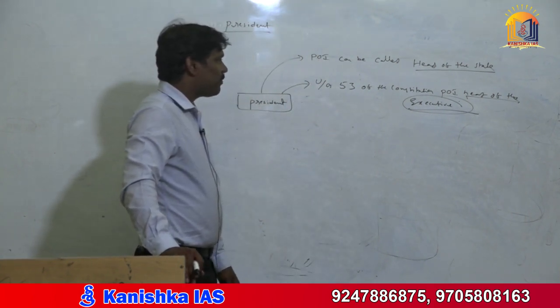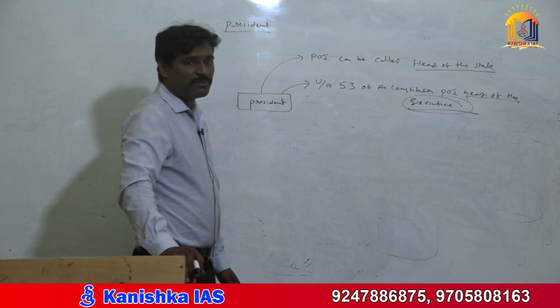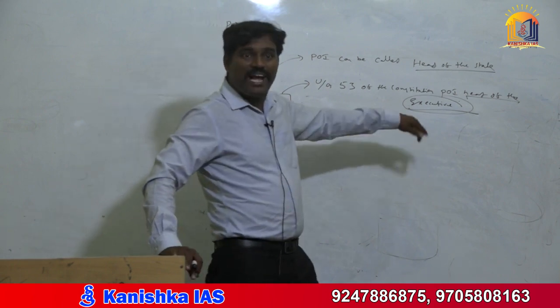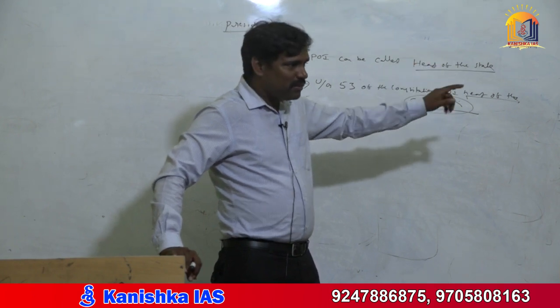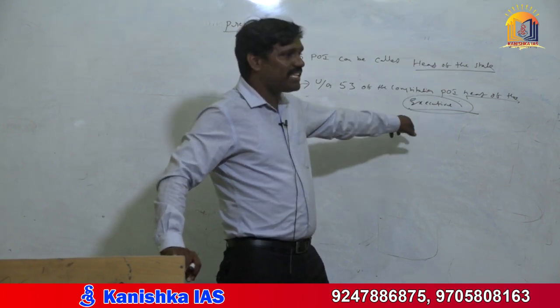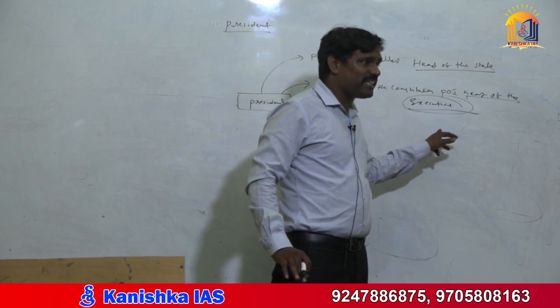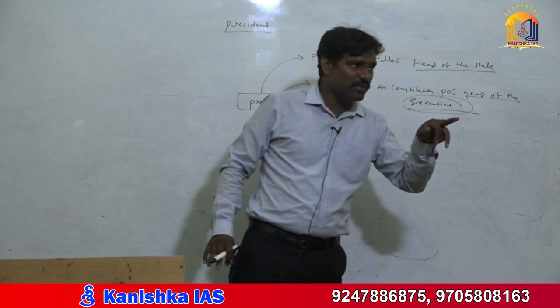So the Council of Ministers being individually responsible means he has some executive headship. Yes or no? The Council of Ministers is headed by the Prime Minister, and all their decisions are taken in the name of the President. That means he is the head of the executive also.